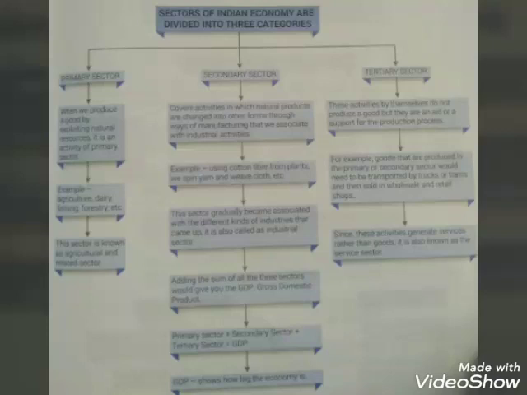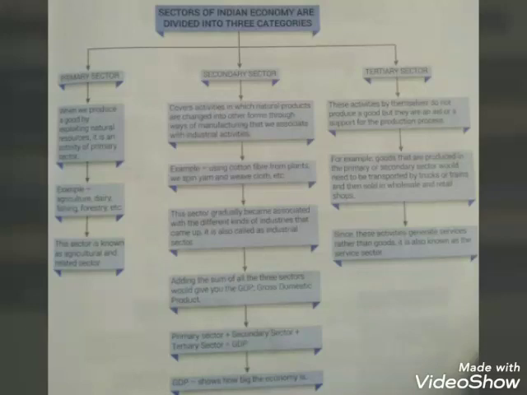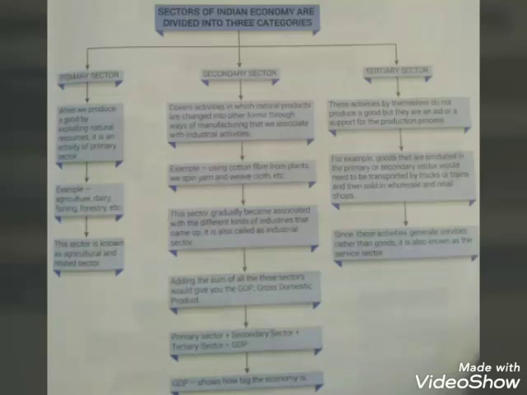The next sector is the secondary sector. Now the secondary sector covers activities in which natural products are changed into other forms through ways of manufacturing that we associate with industrial activities. For example, using cotton fiber from plants, we spin yarn and weave cloth, or using sugarcane as a raw material, we make sugar or gur, or we convert earth into bricks and use bricks to make houses and buildings.